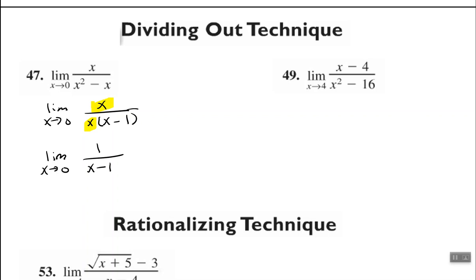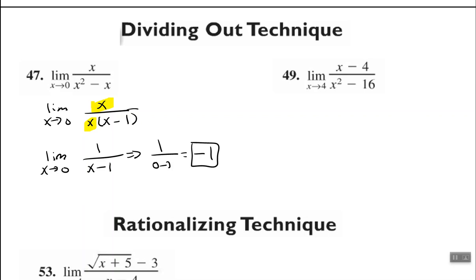Now we want to see if we can substitute in, and that'll work. So if we replace x with 0 now, we have 1 over 0 minus 1, and we get negative 1. So the limit as x approaches 0 for that function is negative 1. Looks like we do have some type of asymptote there, which we'll look at later on.